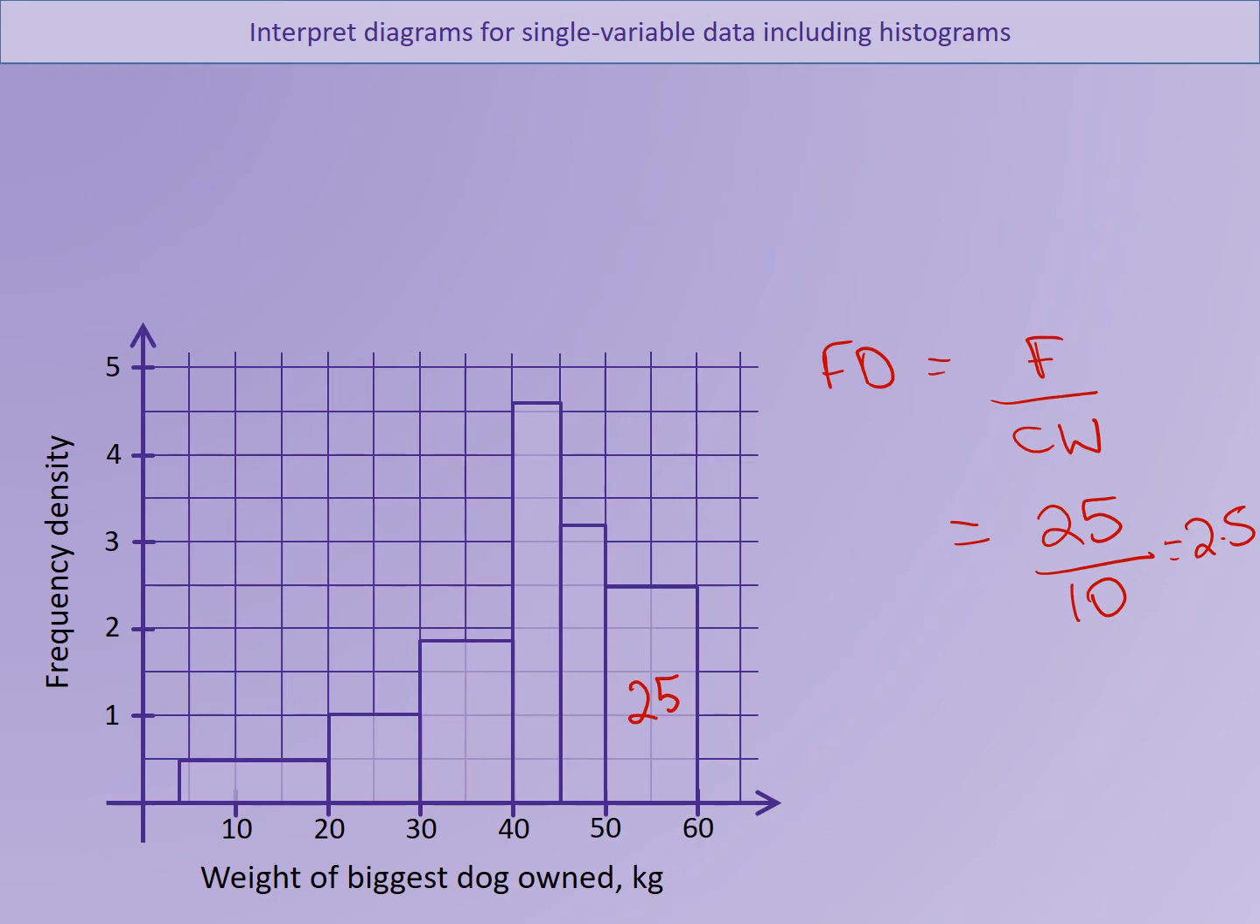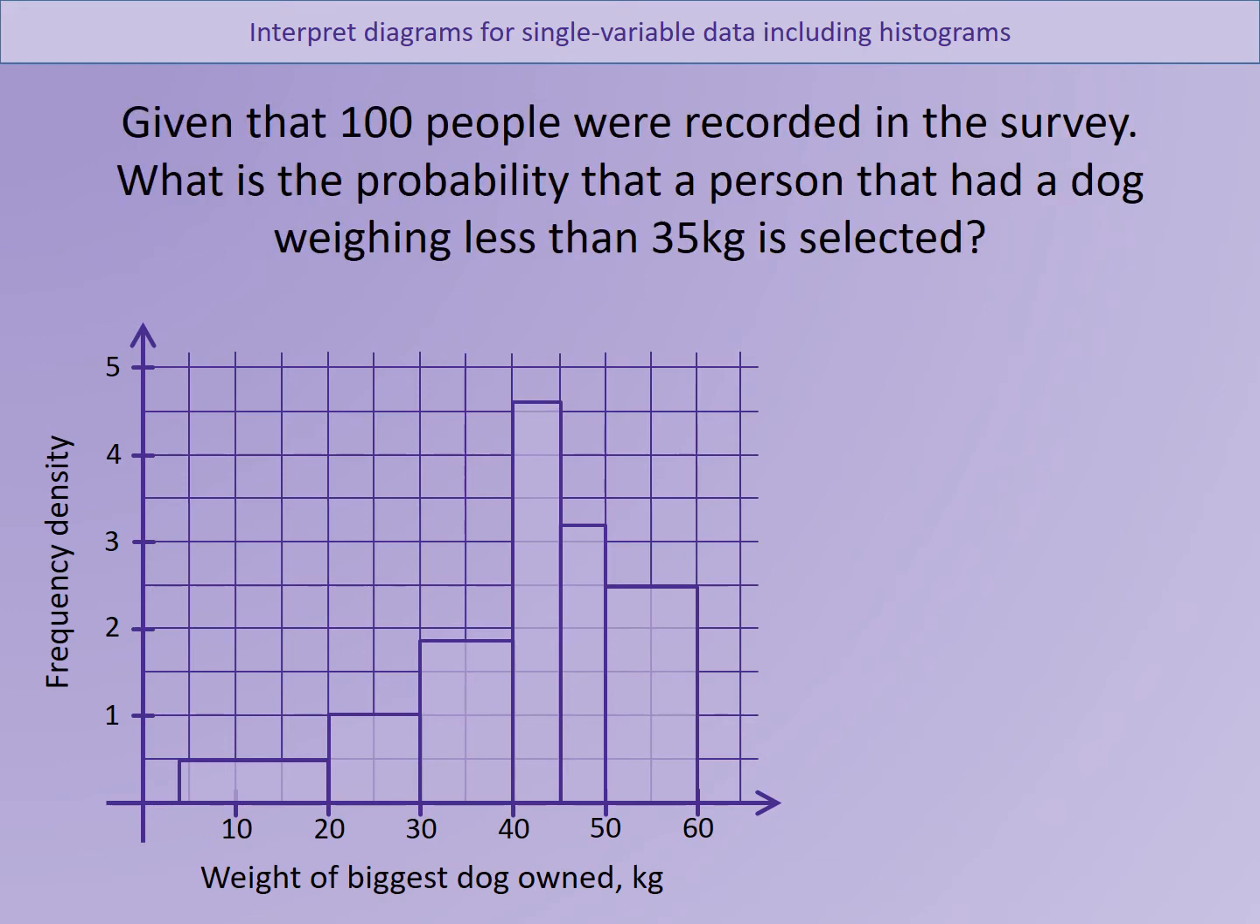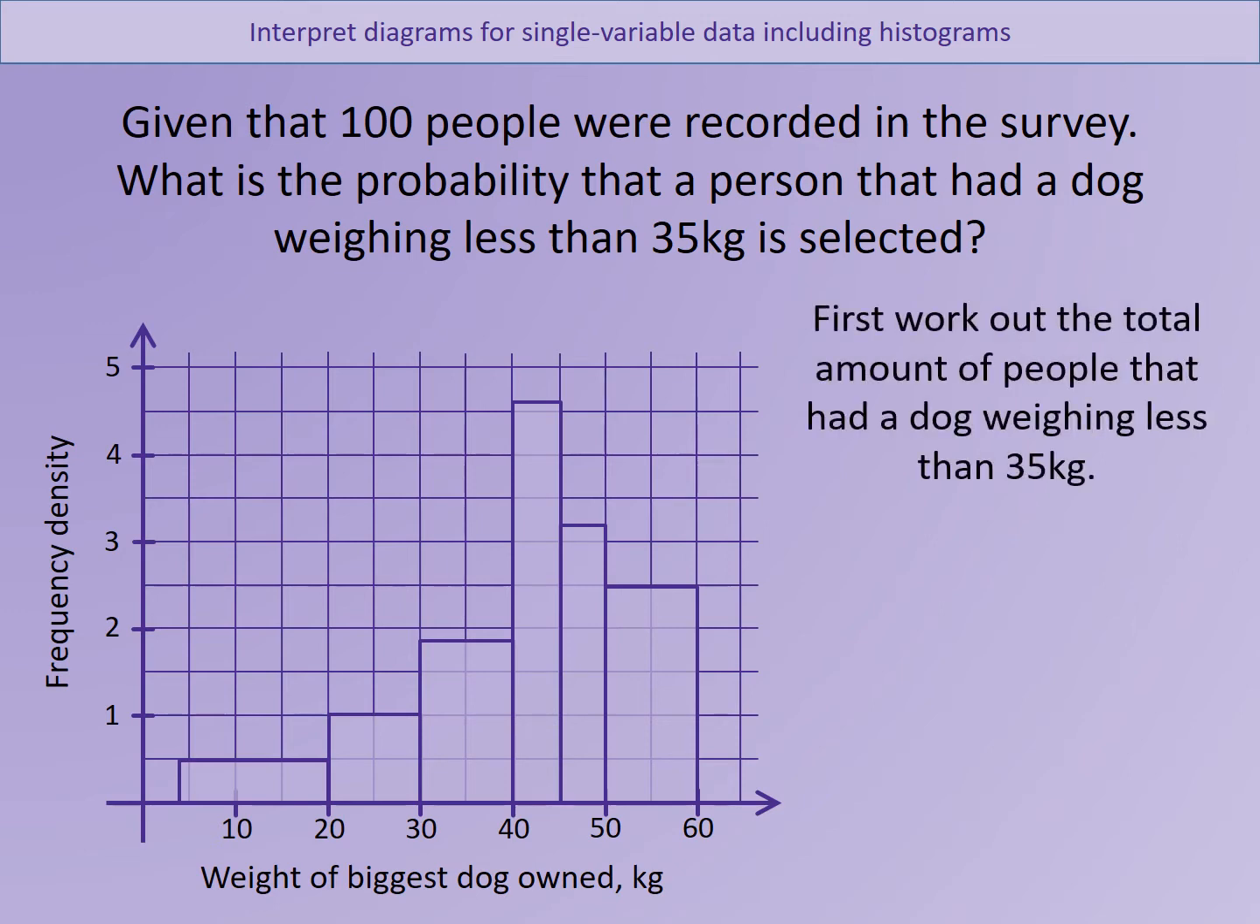So just get rid of the writing on here. Now, given that 100 people were recorded in the survey, what is the probability that a person that had a dog weighing less than 35 kilograms is selected? So this represents 100 people, which makes it a little bit easier when we're working out that probability.